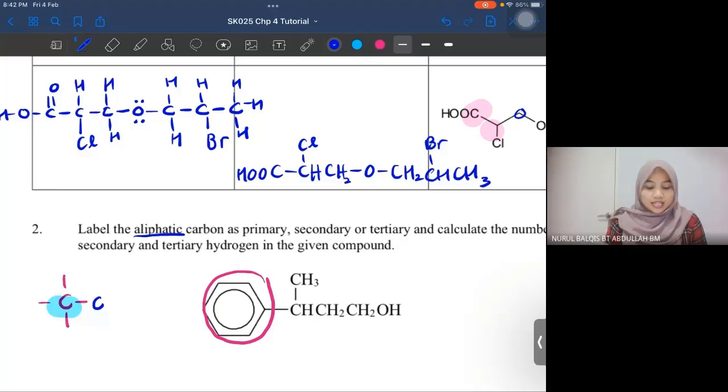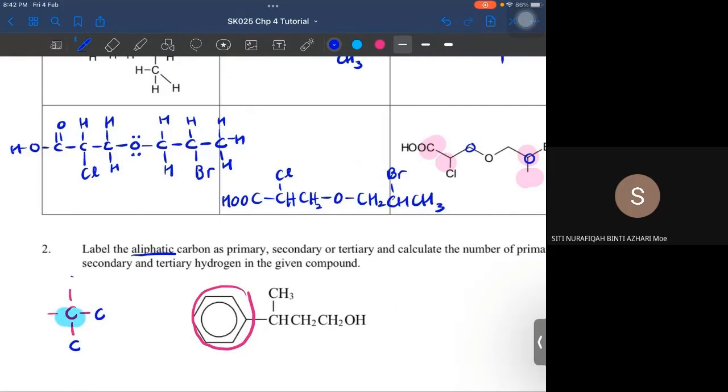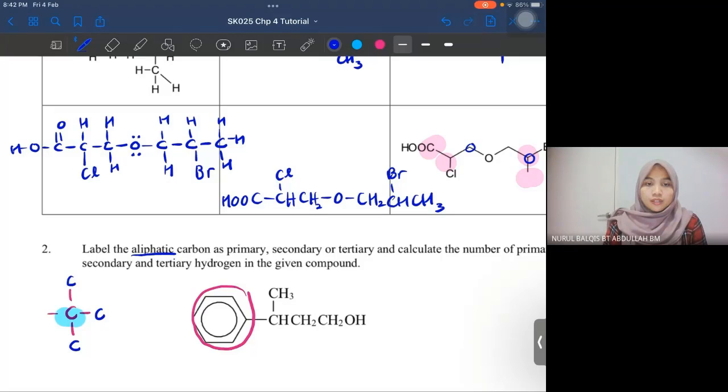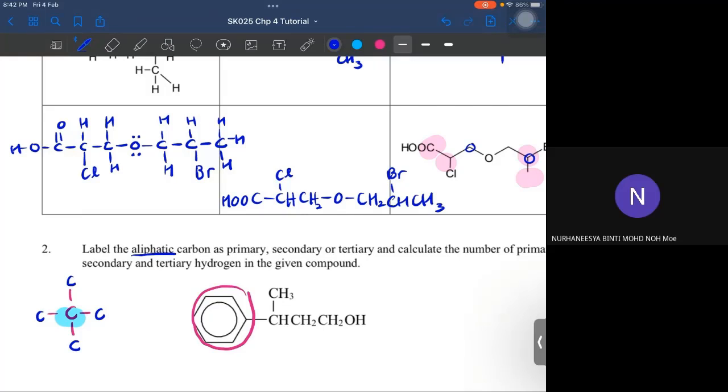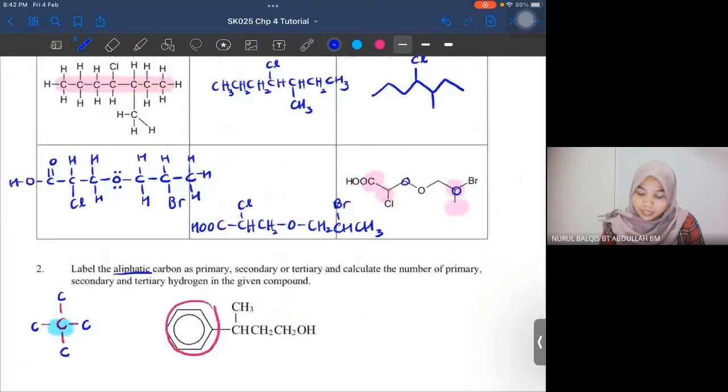Satu. Kalau dia ada dua, primary, secondary, tertiary or quaternary, kalau ikut soalan. Kalau ada dua, secondary. Kalau ada tiga, tertiary. Kalau ada empat, quaternary. Okay, good. Lepas tu dia minta juga calculate the number of primary, secondary and tertiary hydrogen.